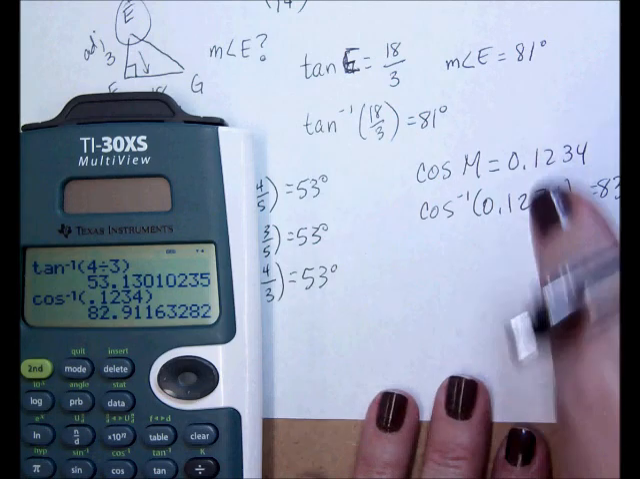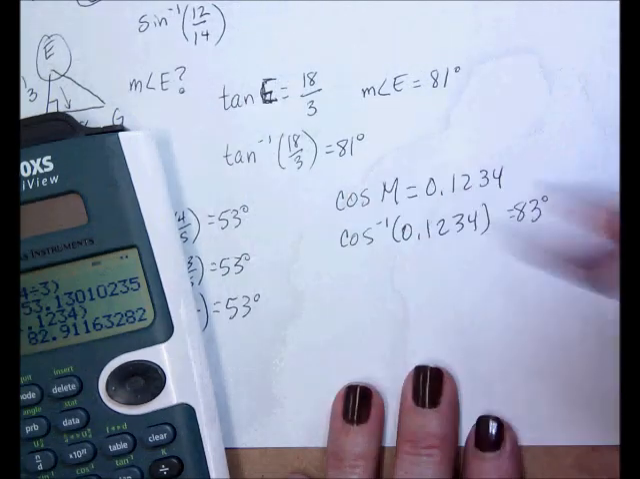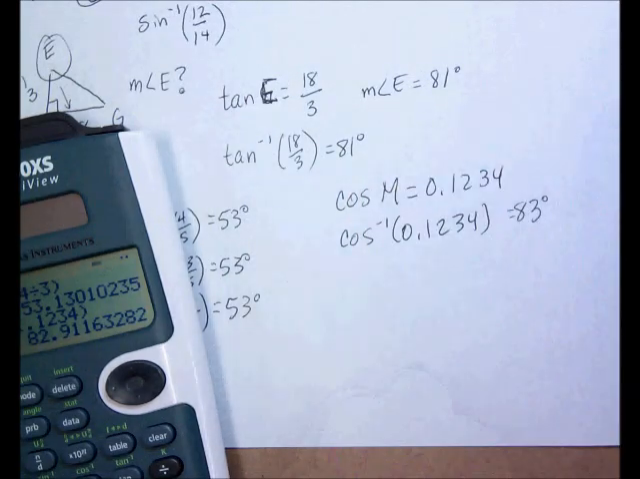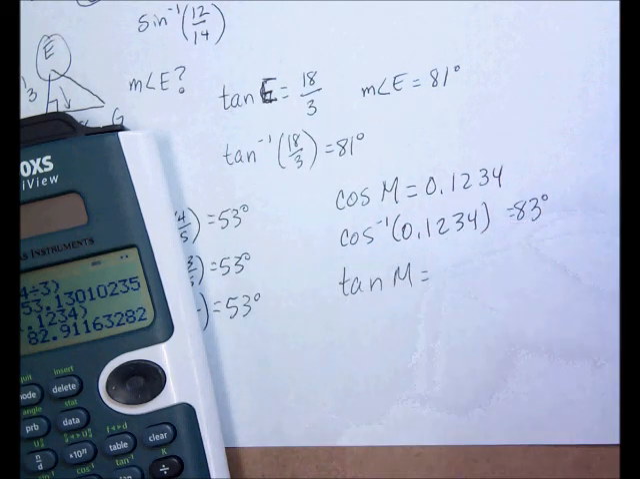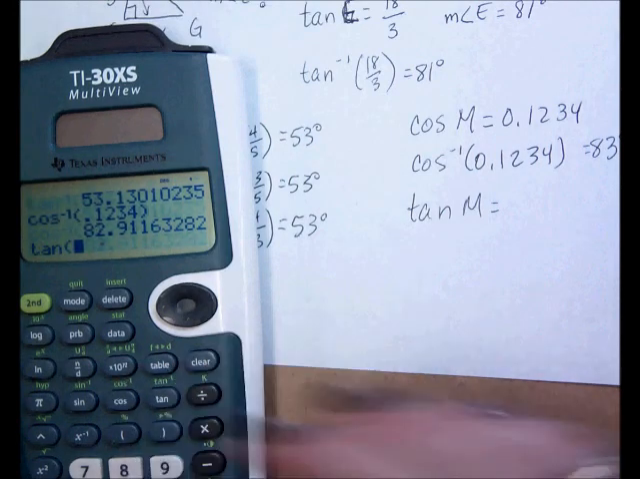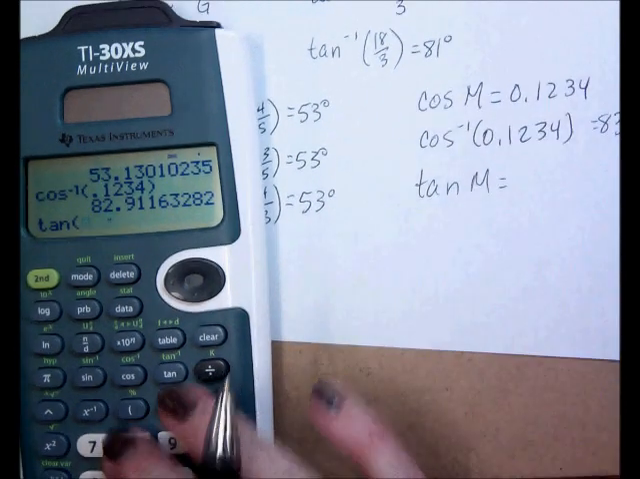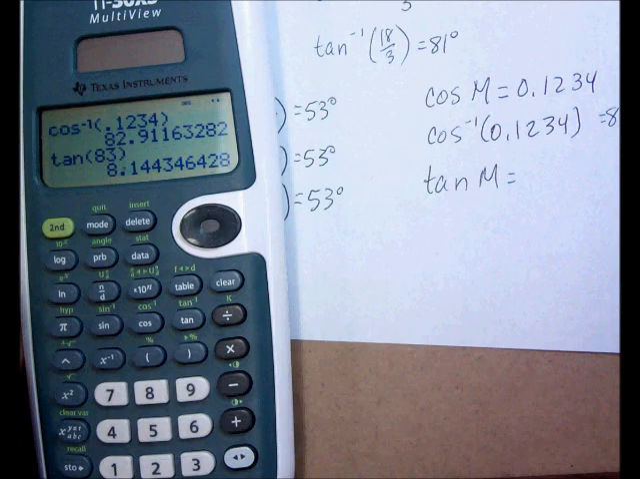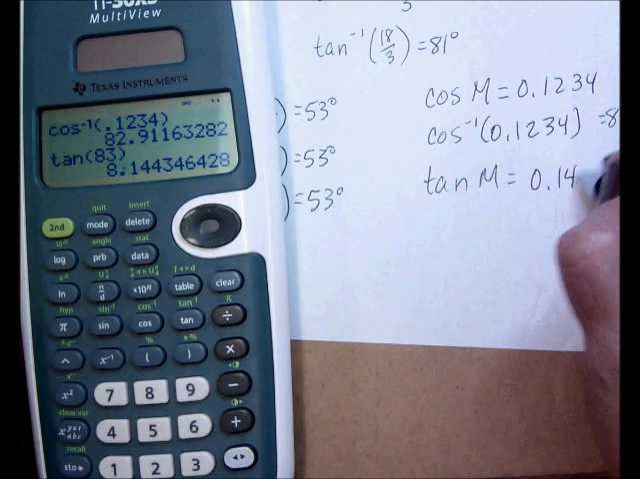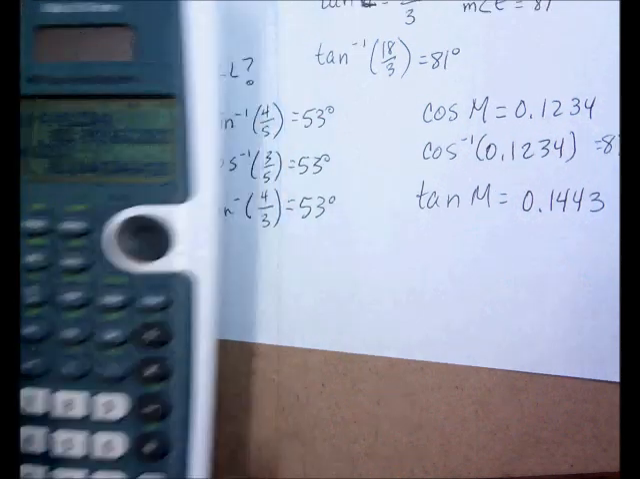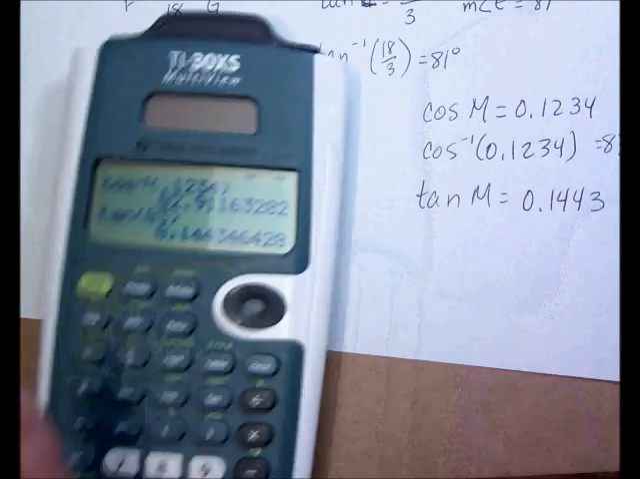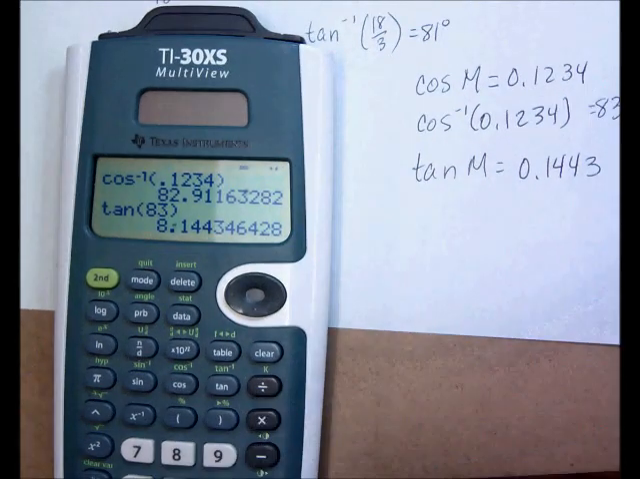Now, sometimes I could have said, okay, I'm giving you that cosine of M is 0.1234. Now find the tangent of M. Well, I just plug it into my calculator. Tangent, I know M is 83 degrees. Plug it in, and I'm given 0.1443. Okay, so all of the questions today can be used, these notes can be used to help you with the questions on page 21, which you were supposed to do.